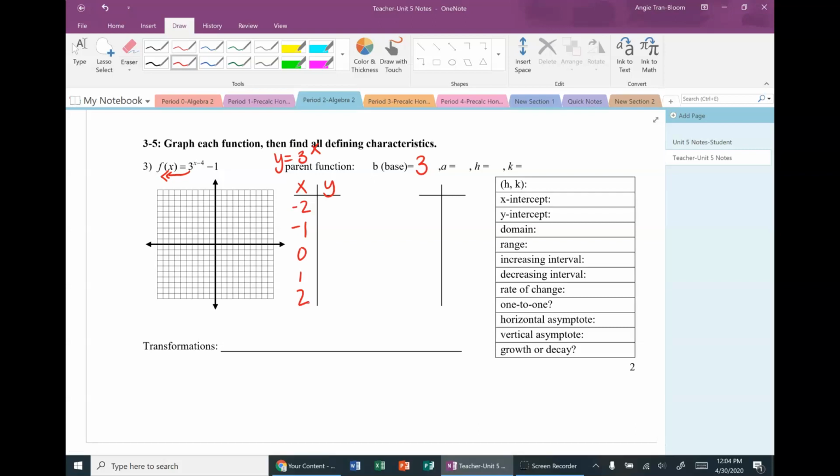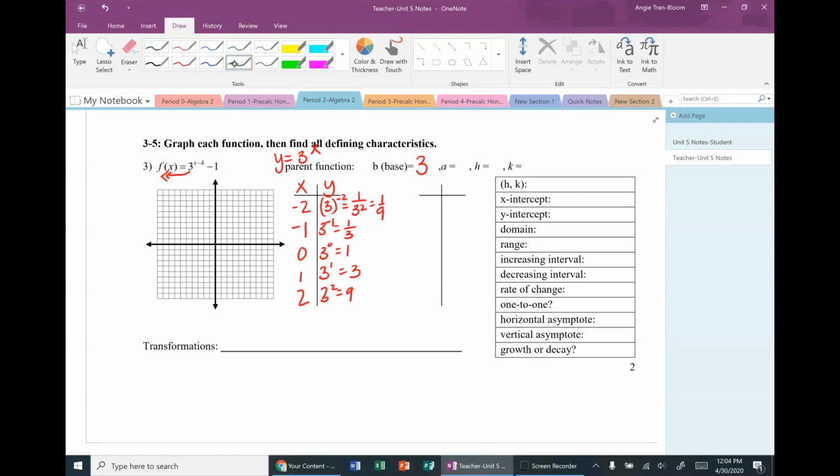Once you have identified the parent function, you can use the same 5 inputs from our other parent functions. Now you just have to slowly work out your algebra. So the first x is -2. What we want to do is 3 raised to the power of -2, which is going to be 1 over 3 squared, which is going to be 1/9. Then 3 to the -1 is going to be 1/3. 3 to the 0, anything to the 0 is always 1. 3 to the 1 is going to be 3. 3 squared is going to be 9. Those are the inputs and outputs for your parent.